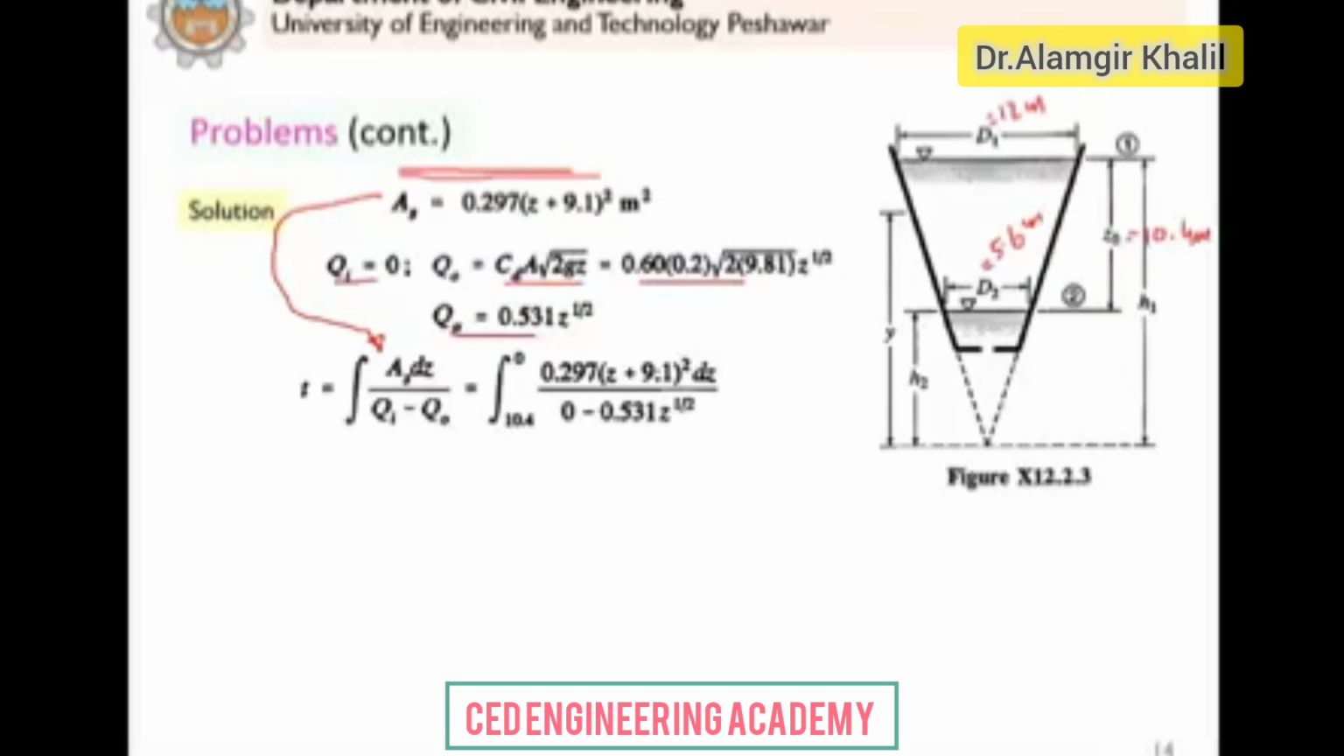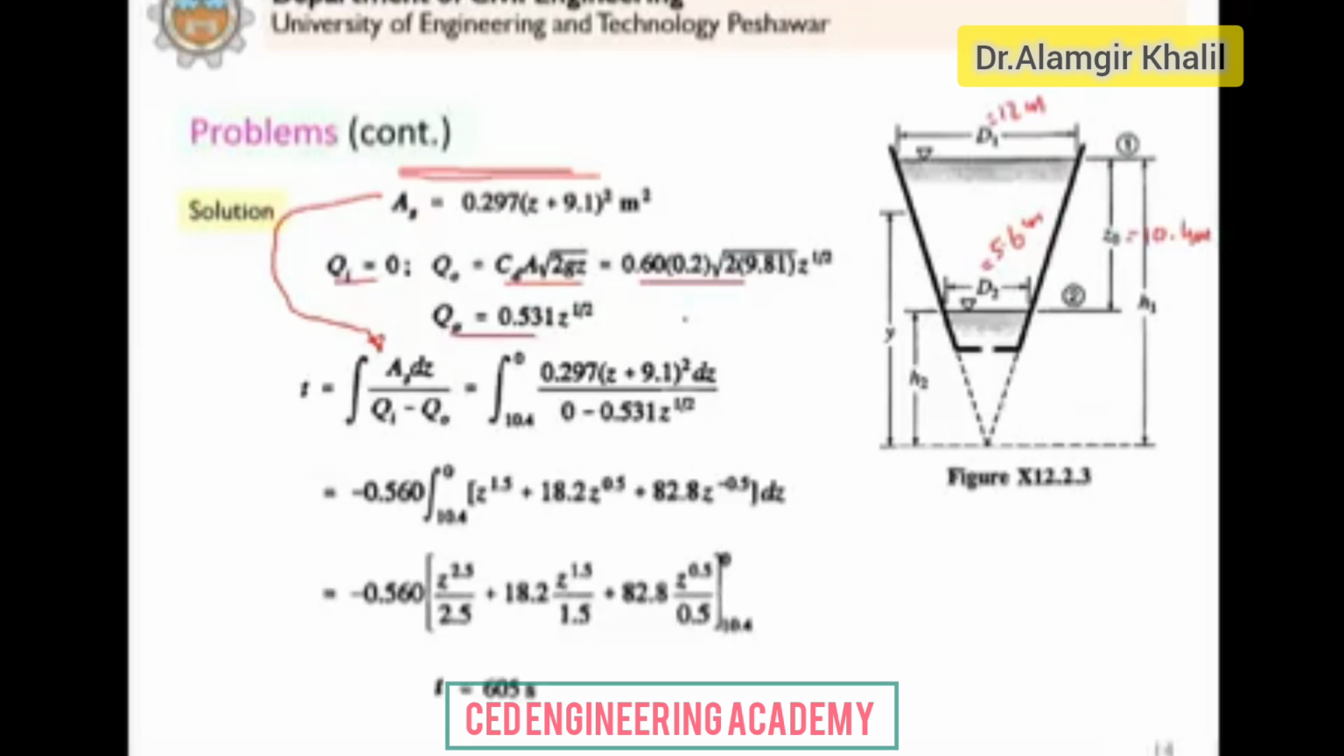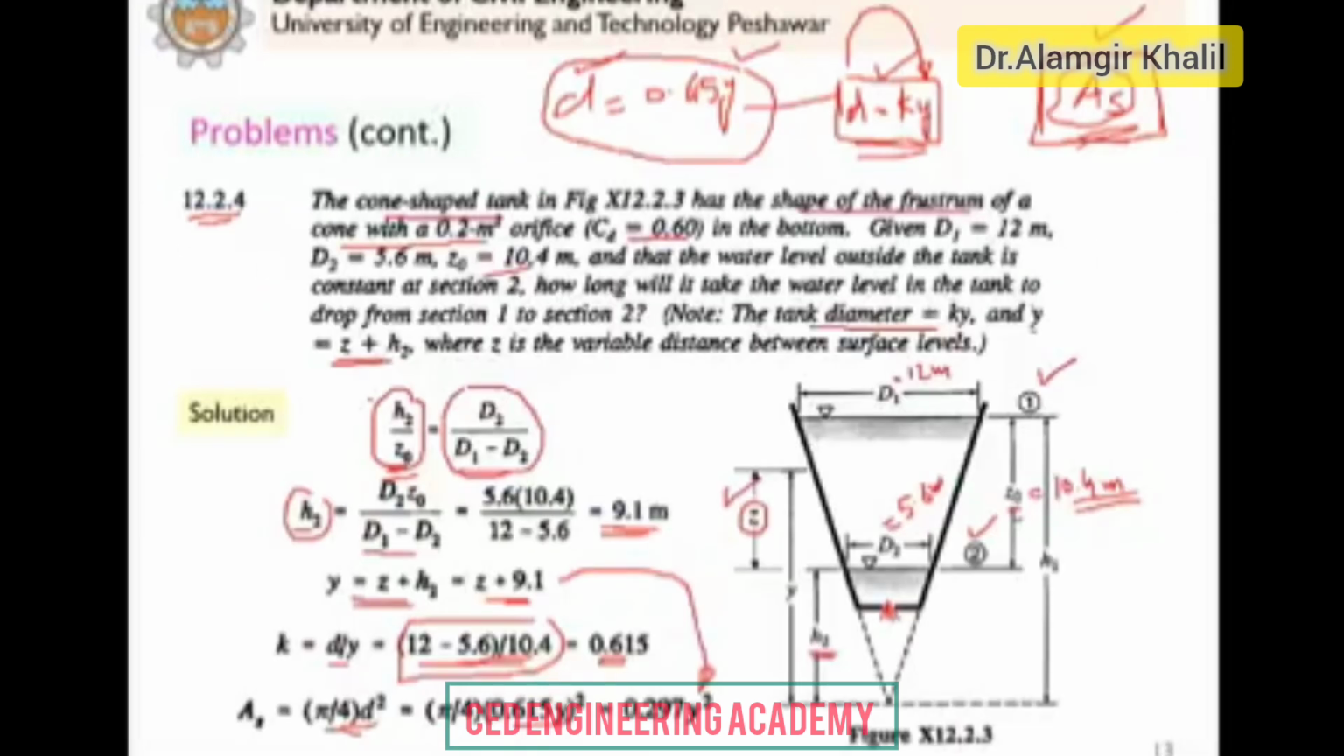So now you can see the integral is complex. You have to evaluate as the water level comes from 10.4 to 0. Just evaluate this integral and it will take 605 seconds for water level to come from 1 to 2. Divide by 60, you can calculate in minutes, or hours, whatever you are interested in. So this was one approach to calculate the AS.